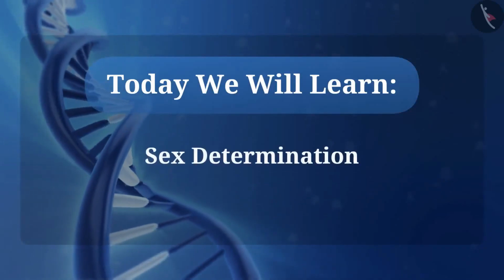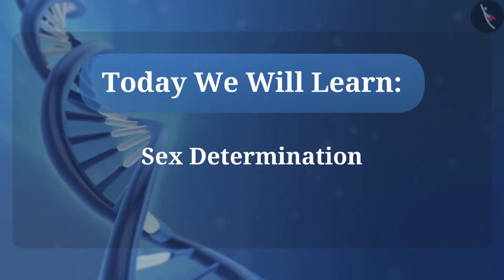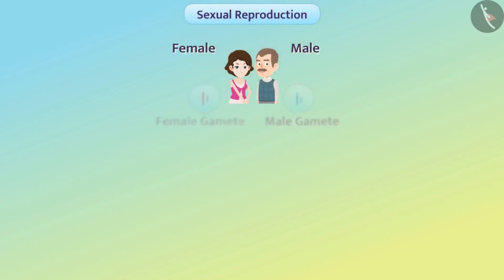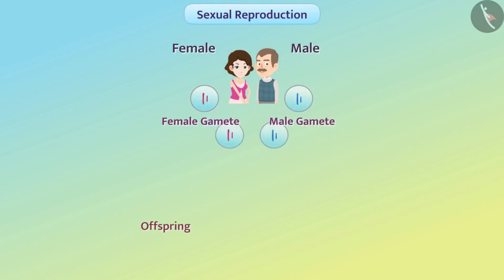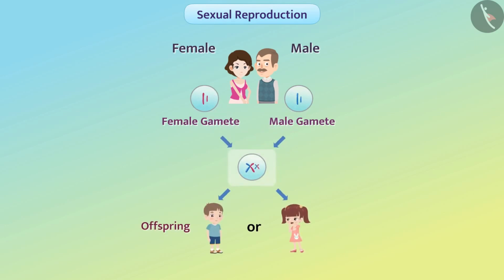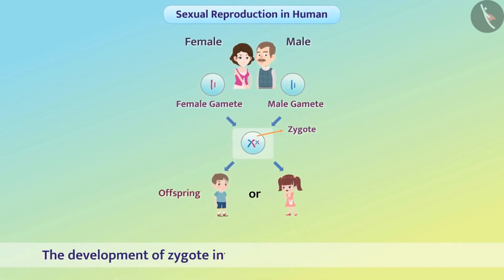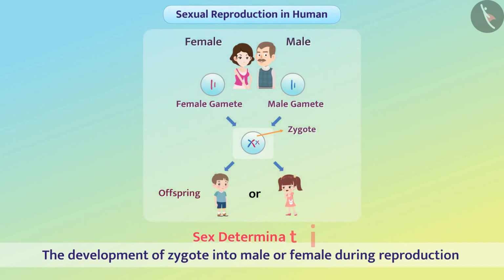About sex determination. We know that male and female participate in sexual reproduction. Since both sexes participate in sexual reproduction, the probability of offspring being a male or a female is equal. It is therefore interesting to know whether a zygote will develop into a male or a female. The development of zygote into male or female during reproduction is called sex determination.